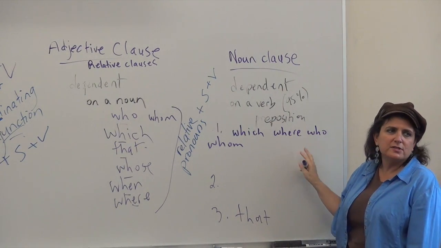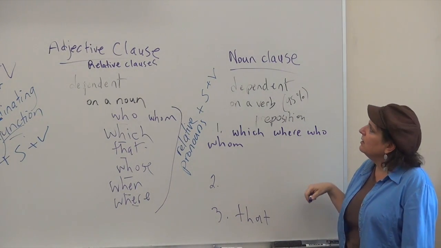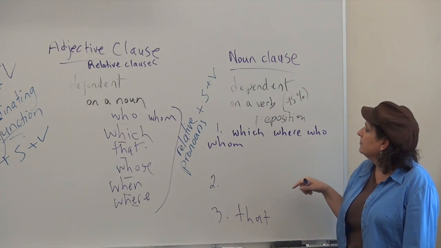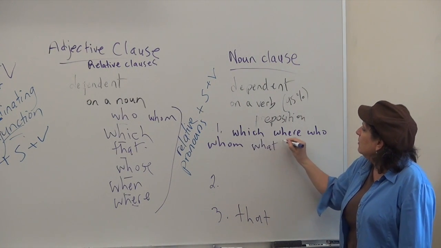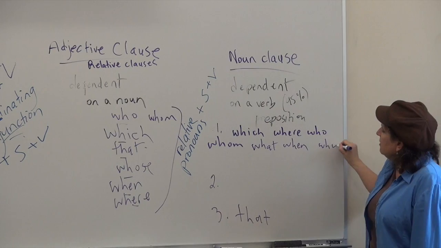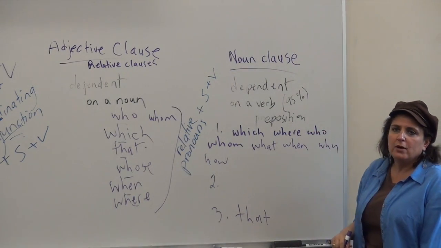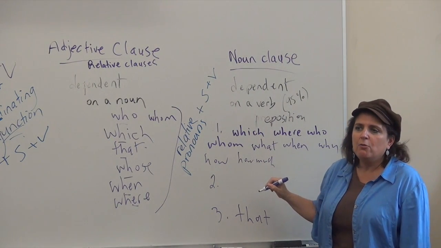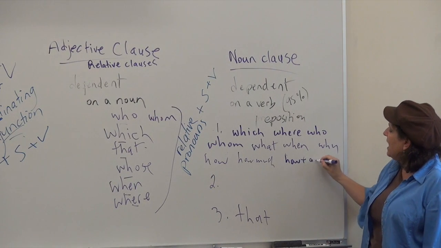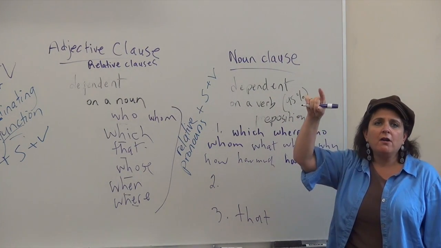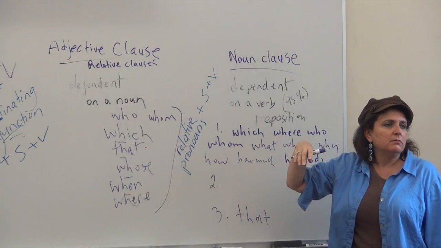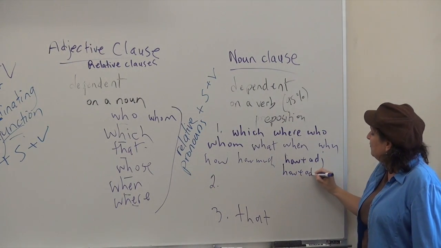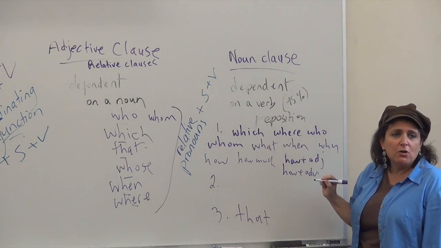Let's just talk right now about words, the words which introduce noun clauses. Who, what, when, where, why, how, and I'm gonna add more. How much, how many. How plus an adjective: how far, how tall, how short, how stupid. How plus an adverb: how quickly, how slowly.